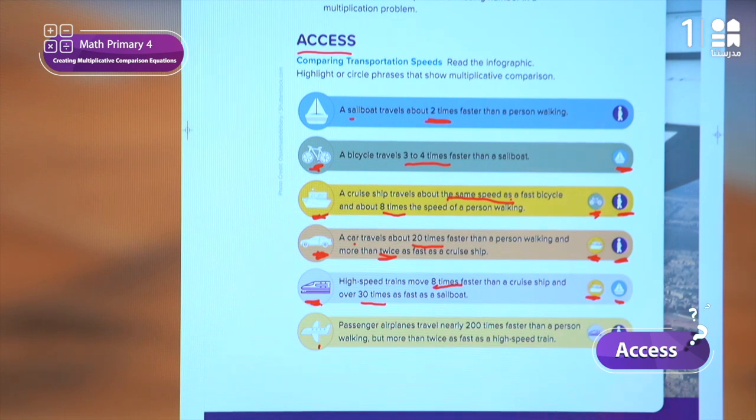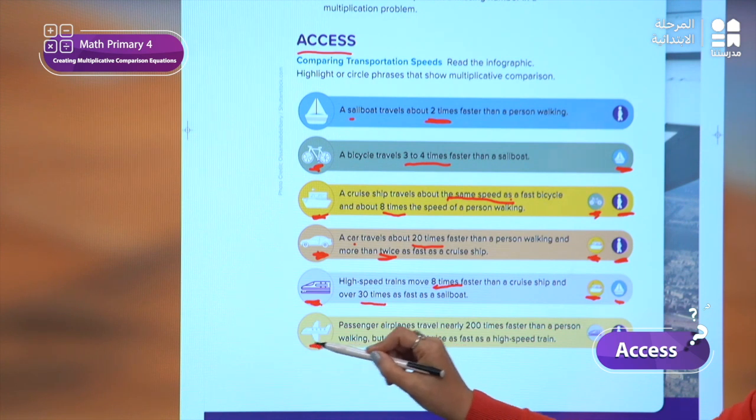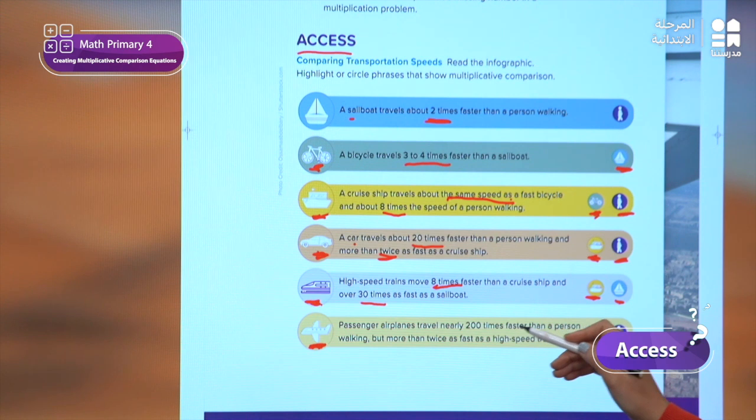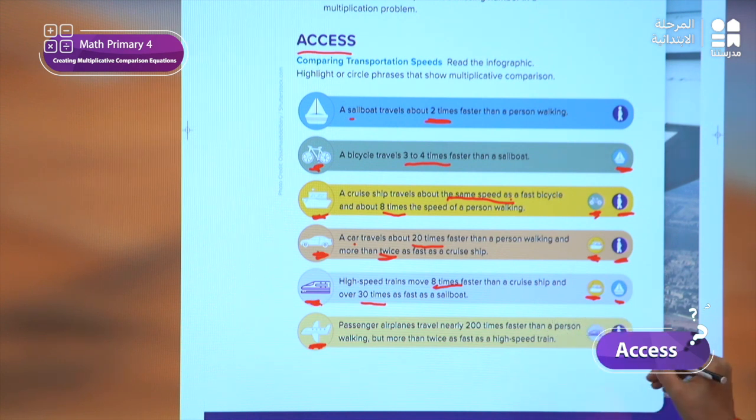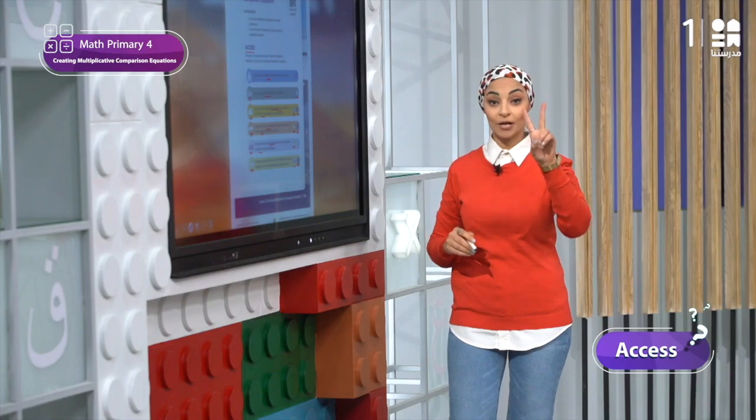The sixth and last sentence I have, what does it tell me? It says passenger airplanes travel nearly 200 times faster than a person walking. I am comparing airplanes and a person walking. But more than twice as fast as a high speed train. I am making a comparison between two things.